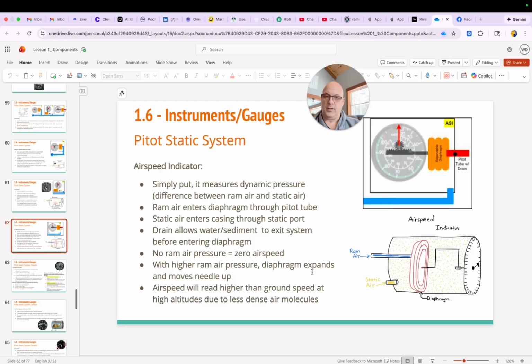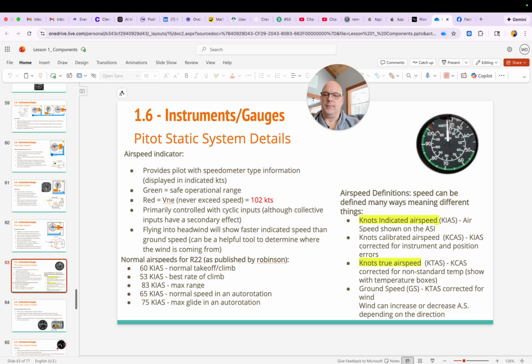The vertical speed indicator and the altimeter do not use ram pressure for anything, so just keep that in mind. So, the airspeed indicator: a little bit more detail is that it provides the pilot with speedometer-type information.